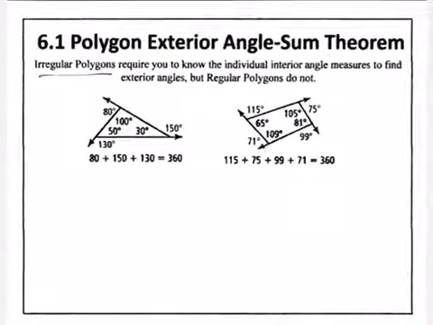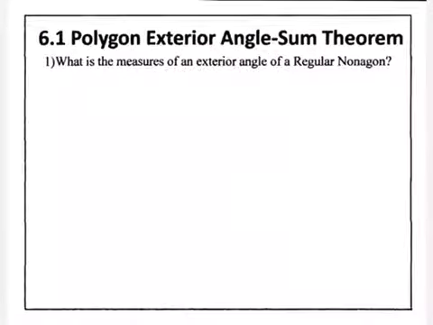When you're dealing with irregular polygons, you have to know at least the interior angles in order to find your exterior angle measures. But when you're dealing with a regular polygon, you do not need to know these. You can actually find these pretty easily using the things we already know. So what is the measure of an exterior angle of a regular nonagon?